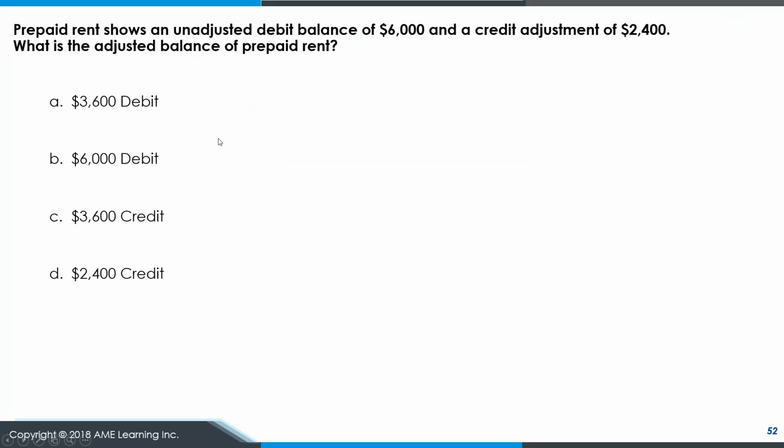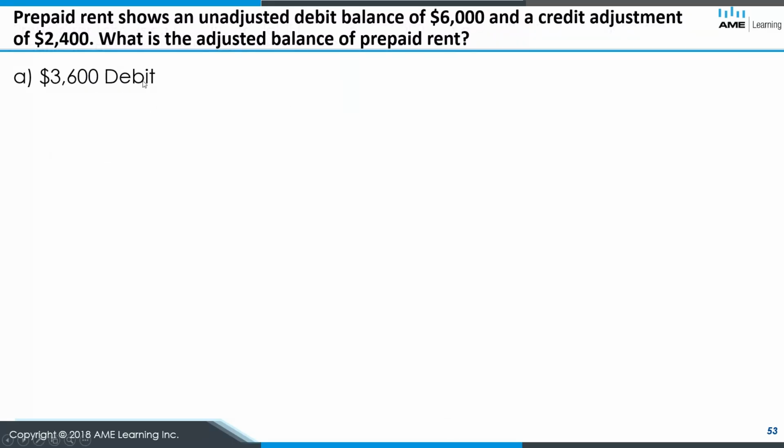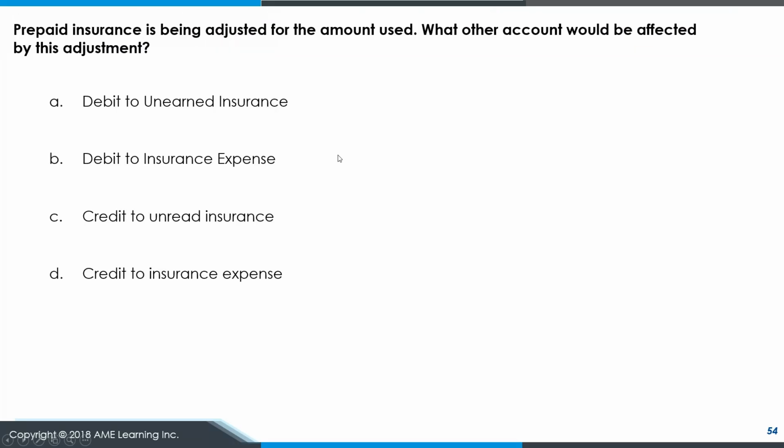Okay, here we've got another prepaid rent example. Prepaid rent shows an unadjusted debit balance of $6,000 and a credit adjustment of $2,400. What's the adjusted balance? We started with 6,000, so we reduce that by 2,400. That brings us down to 3,600 debit, I believe. Let me double-check my math there. Yep, 6,000 minus 2,400. So we'll have a residual debit balance after doing this adjustment of $3,600.